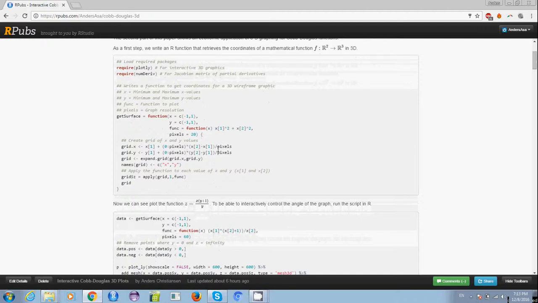The function first makes a grid from the minimum to maximum values for x and y. That's just this expand.grid function here. And it just applies the function to each row of that grid. So it'll take an x value, a y value, and it will apply the function to each of those. And it will just return those coordinates.